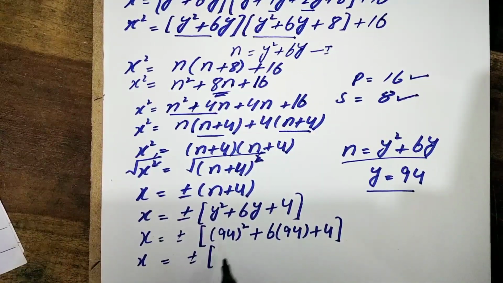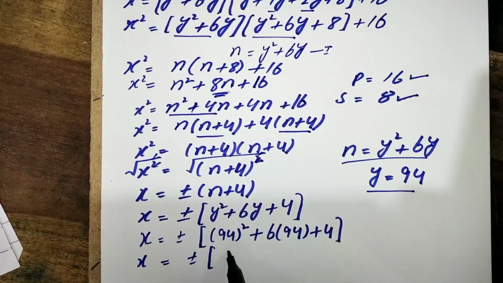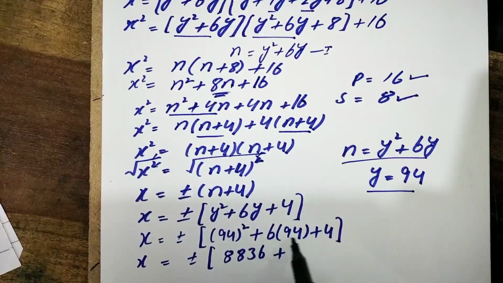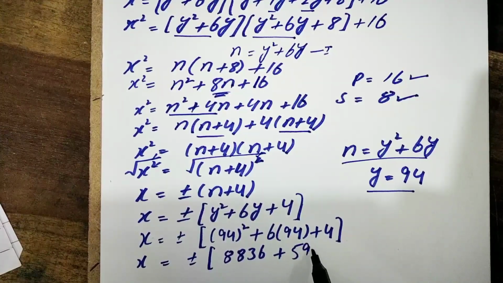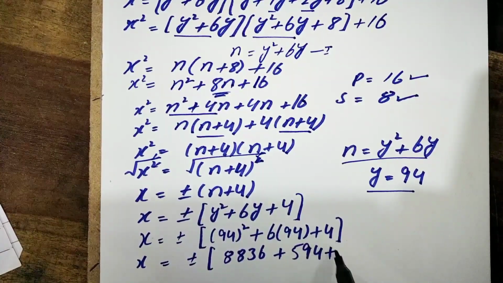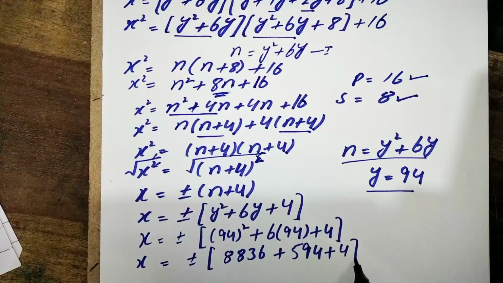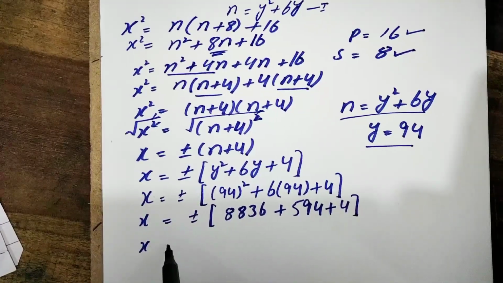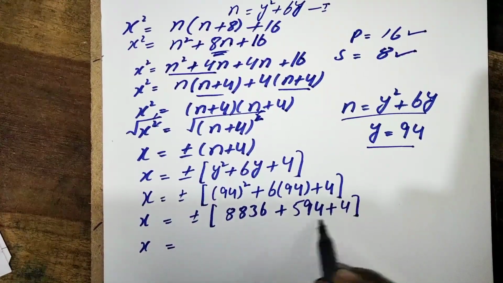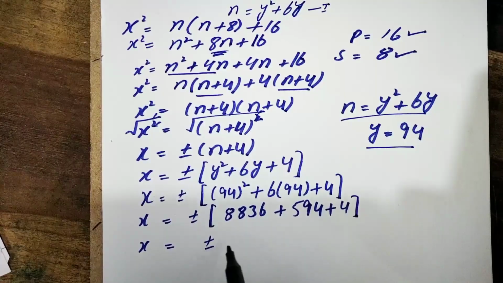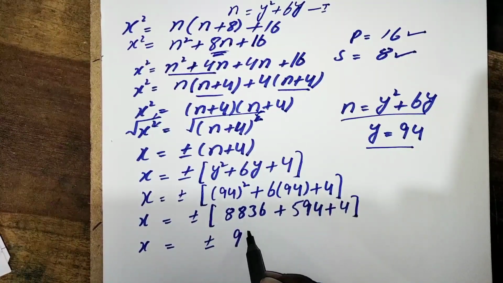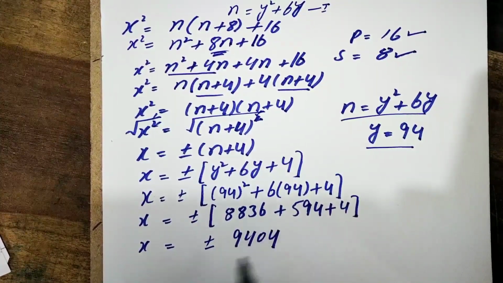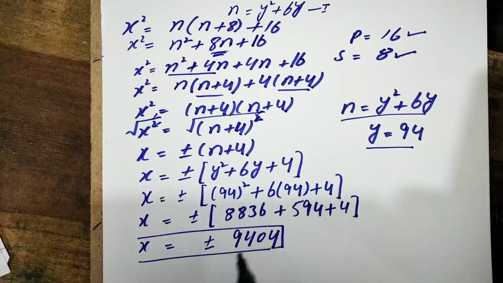Plus minus, the square of 94 is 8836, and when we multiply 94 by 6, it becomes 564, and this is also plus 4. Now students, when we add these three values, this becomes plus minus 9404. This is the value of x.